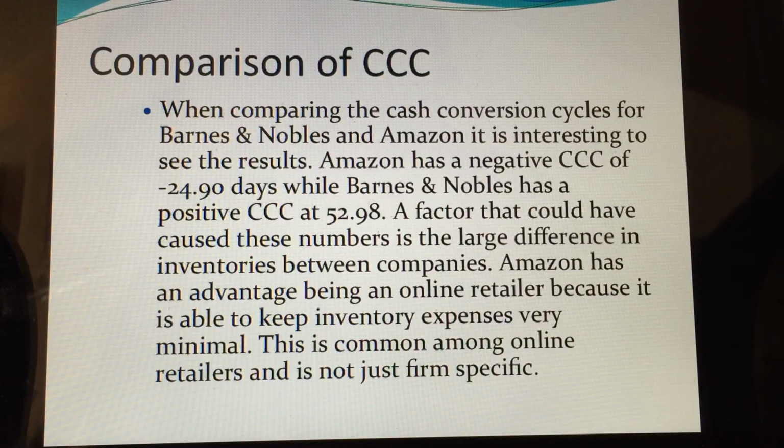So when comparing the cash conversion cycles for Barnes & Noble and Amazon, it is interesting to see the results. Amazon has a negative cash conversion cycle of negative 24.90 days, while Barnes & Noble has a positive cash conversion cycle at 52.98 days. So a factor that could have caused these numbers is the large difference in inventories between the companies. Amazon has an advantage being an online retailer because it is able to keep inventory expenses very minimal. This is common among online retailers and is not just firm specific.